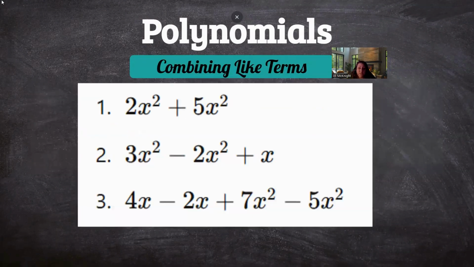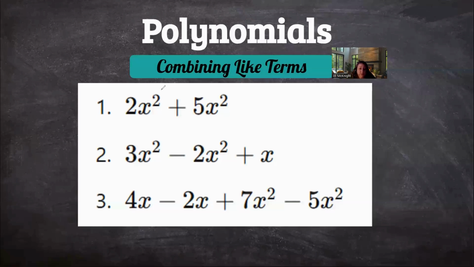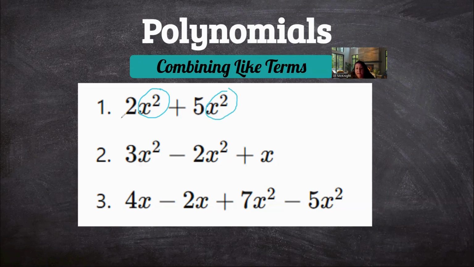So now we are going to practice combining like terms. We can see we have x squared and x squared. So we're just going to add the numbers in front of them, which are the coefficients. So 2x squared plus 5x squared equals 7x squared. All right, try to do the next two on your own. Pause it, and then I'll tell you what to do.